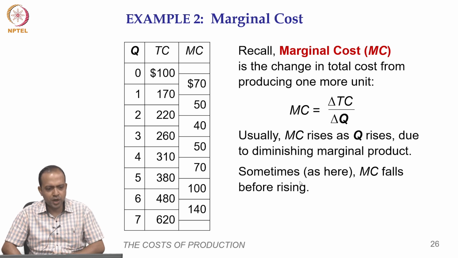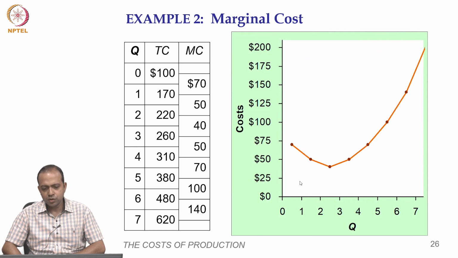That may explain the downward sloping portion of the MC to start with. In this particular case, to start with the MC is 70, then 50, then 40. After that it is increasing again: 50, 70, 100. So there is a downward sloping portion, during which the firm may experience some economies of scale. That means as you increase the scale of your production, your cost is actually falling. That might be another case of the marginal cost curve being U-shaped.